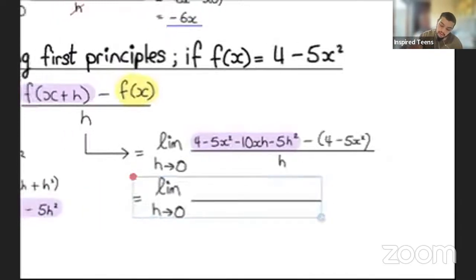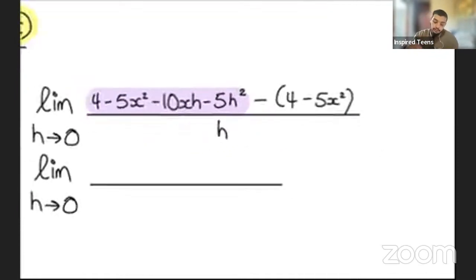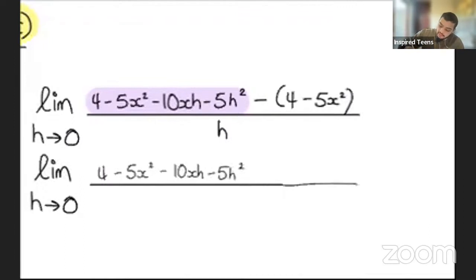Then we paste. We have to write limit as h approaches 0 at each and every step. Okay, let's look above here. Let's just open up this and then we can cancel. 4 minus 5x squared minus 10xh. Again, you don't have to write every single step. If you can skip some steps, you may.